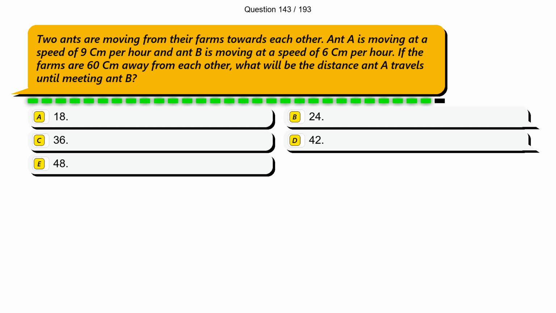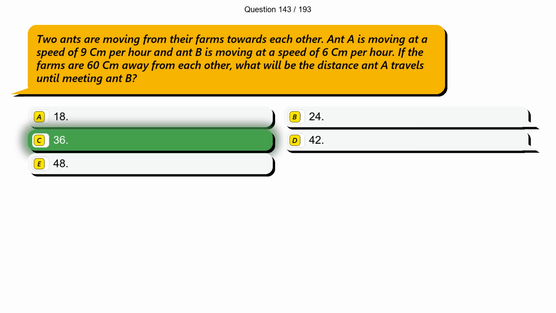Question 143. Two ants are moving from their farms towards each other. Ant A is moving at a speed of 9 centimeters per hour and Ant B is moving at a speed of 6 centimeters per hour. If the farms are 60 centimeters away from each other, what will be the distance Ant A travels until meeting Ant B? Option A 18, option B 24, option C 36, option D 42, option E 48.